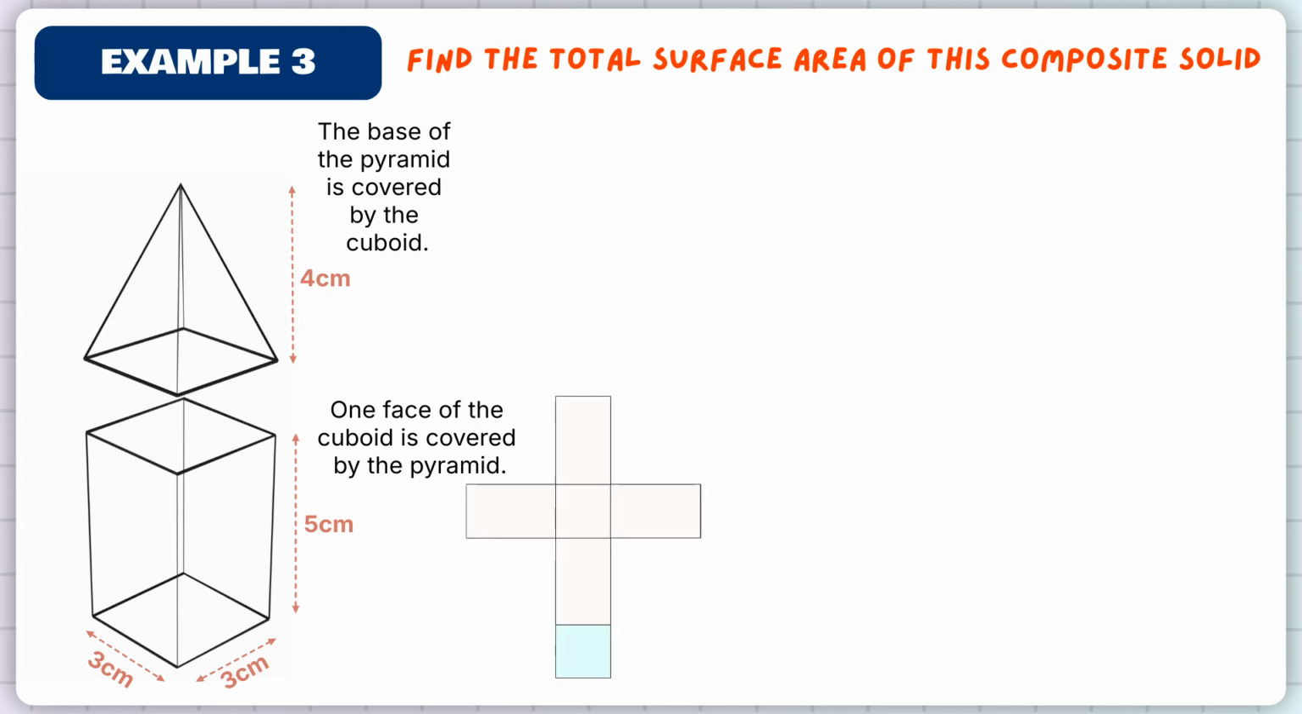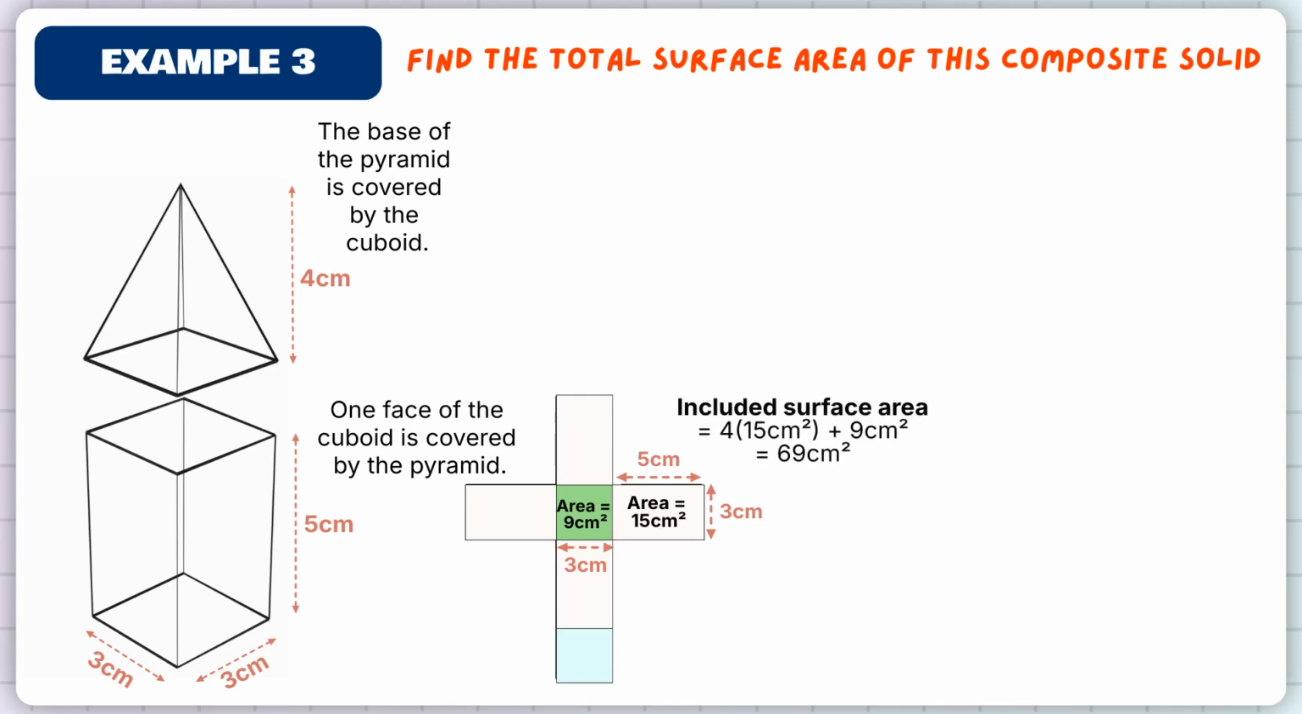The net of this shape consists of 4 larger rectangles with side length 3 centimeters and 5 centimeters, so each of these faces has an area of 15 centimeters squared. The net also includes 2 squares with side length 3 centimeters. Remember, one of these faces is not included in the surface area because it is covered by the pyramid. So we just count one face with an area of 9 centimeters squared. Adding these up, we find that the total surface area is 4 times 15 centimeters squared plus 9 centimeters squared, which equals 69 centimeters squared.